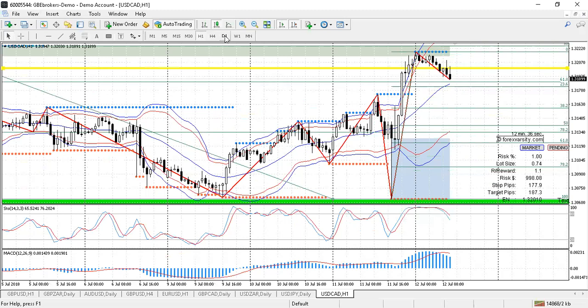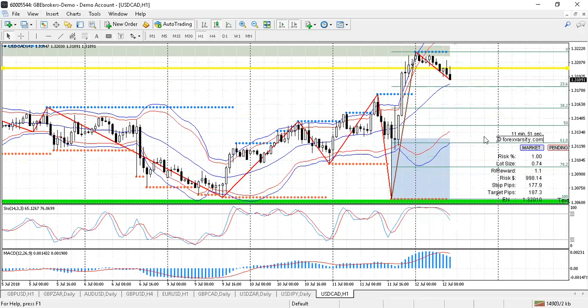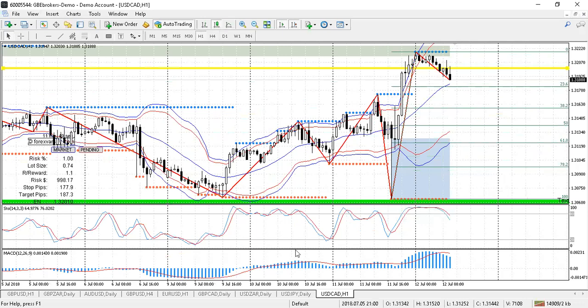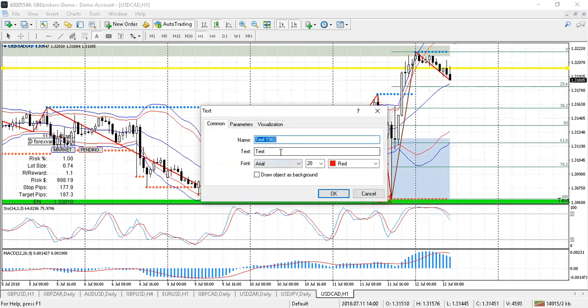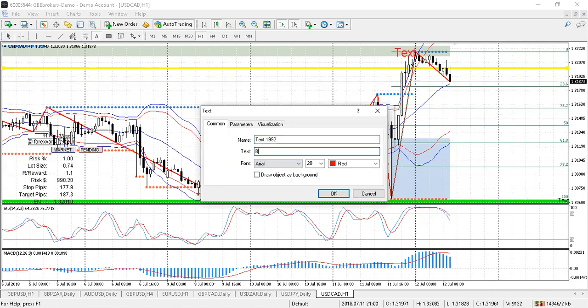I don't want you to get confused. I'm just going to delete the initial Fibonacci here, or this big one. Okay, so back to the 1 hour, and so this becomes now our A, this becomes our B. In fact, I'm going to make it small just so that you can see that it's on the 1 hour chart.